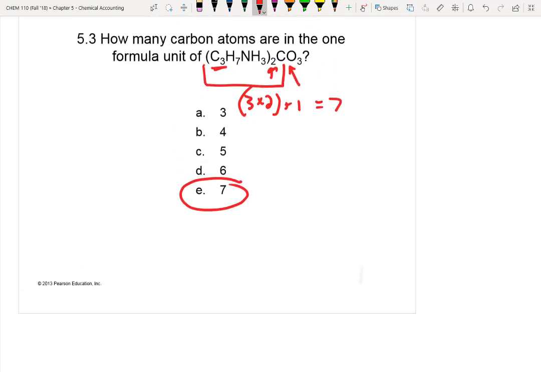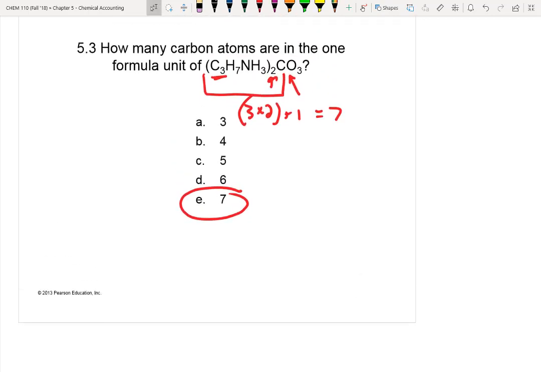What is that? I'm honestly not sure. It's always hard, so whenever you see something written out as a formula unit like this, you don't really know much about the connectivity, so how the atoms are arranged in space, and it's kind of hard to know.